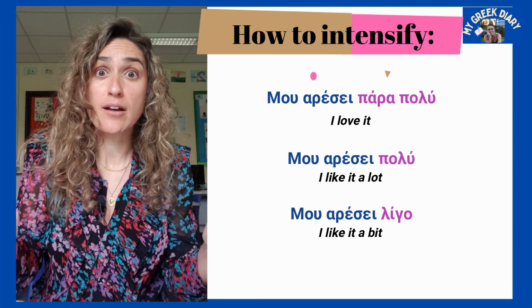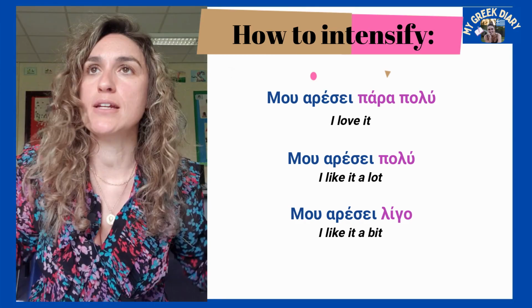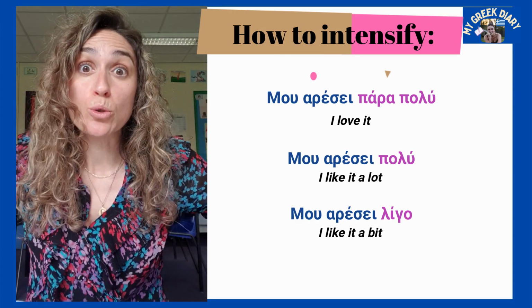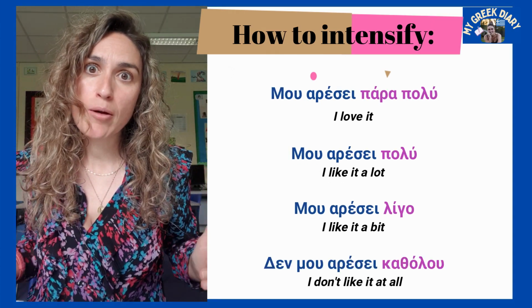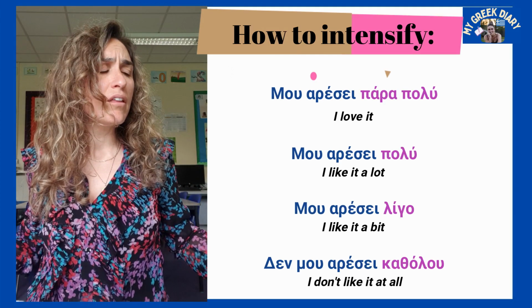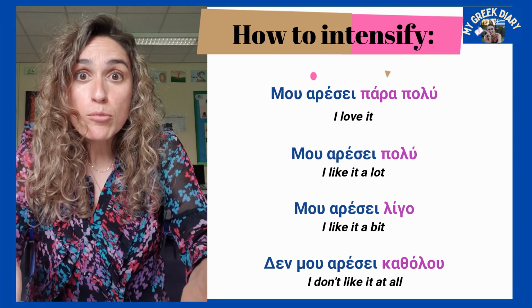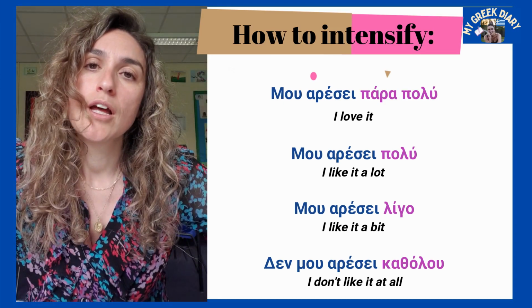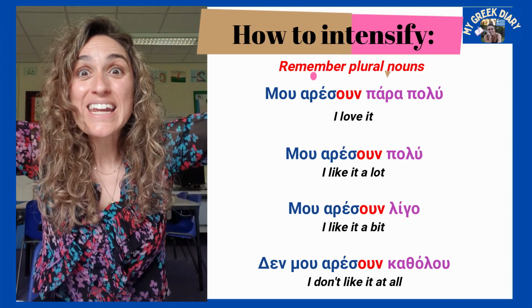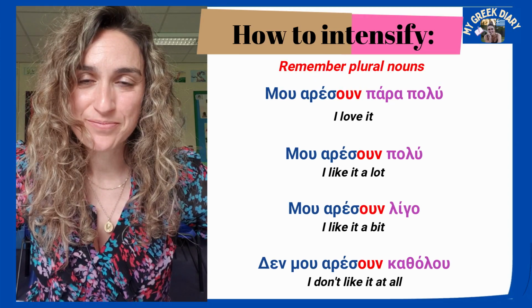You could say δεν μου αρέσει. That's it. Negative. I don't like it. Or you could say δεν μου αρέσει καθόλου. Μου αρέσει πάρα πολύ. Or μου αρέσουν πάρα πολύ.